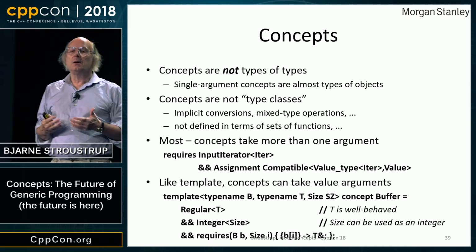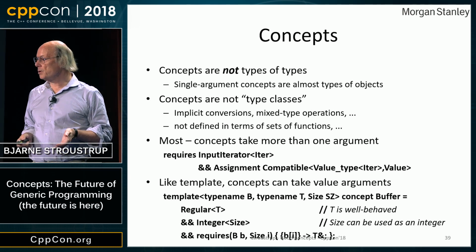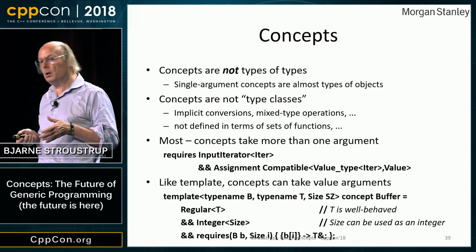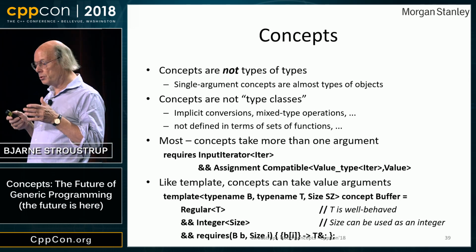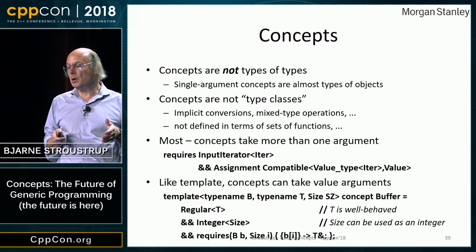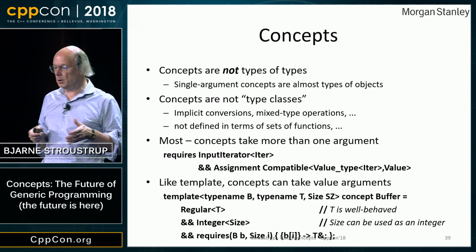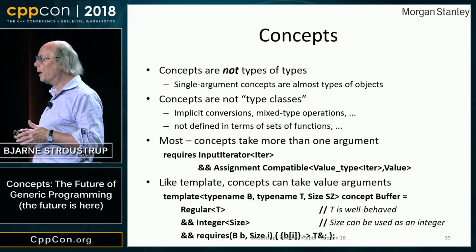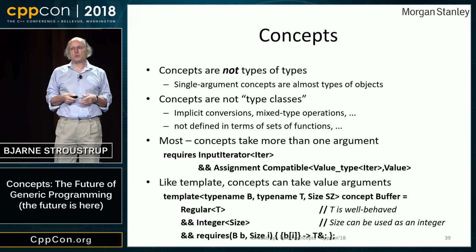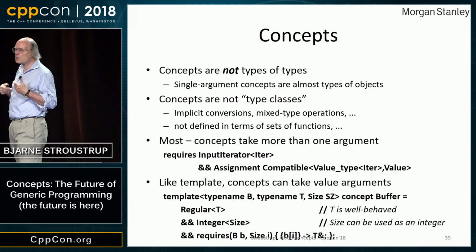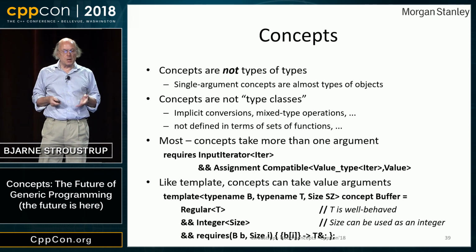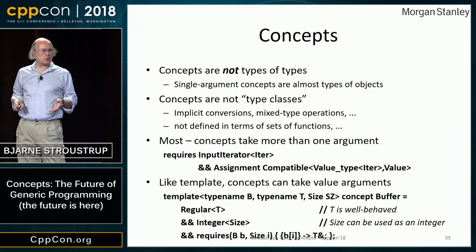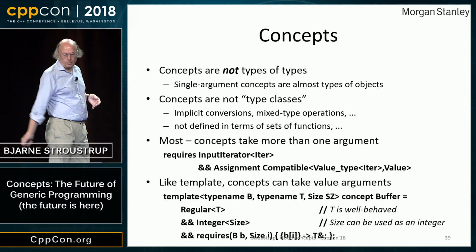And if you look at it, that means that concepts are not type classes, and they were not meant to be type classes. It's supposed to give you implicit conversions, mixed type operations, which people have insisted on since Fortran, and that type theorists have disliked since about the same time. But this is C++. We have to serve the C++ styles of users and the C++ users. And they are not expressed in terms of sets of functions either. We tried that, it didn't scale.